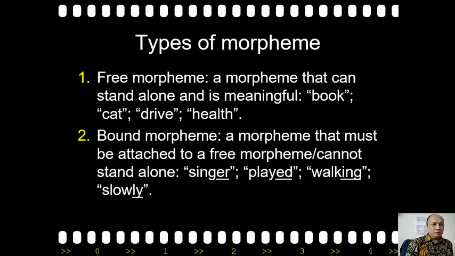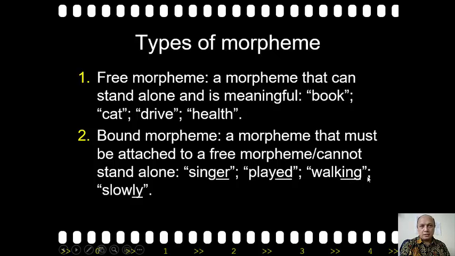So, for example, we have the word singer. The er there is a bound morpheme. It must be attached to the word sing in order to carry meaning. Of course, in this case, the meaning is the one who does the singing. Okay, and then you have played. The morpheme ed there is also a bound morpheme because it has to be attached to the free morpheme play. This marks the past tense of the verb. So it still carries meaning.